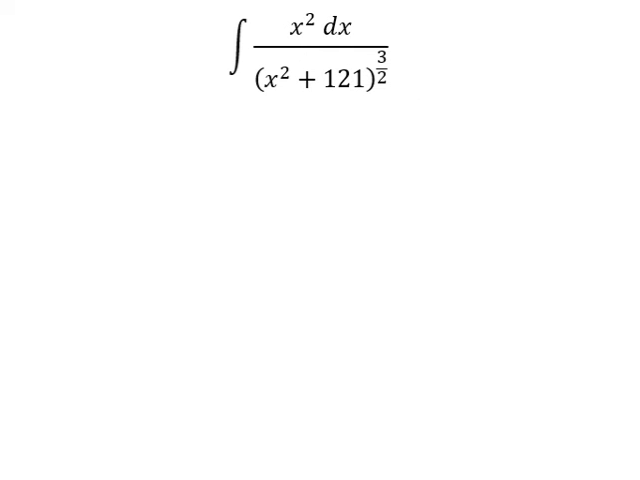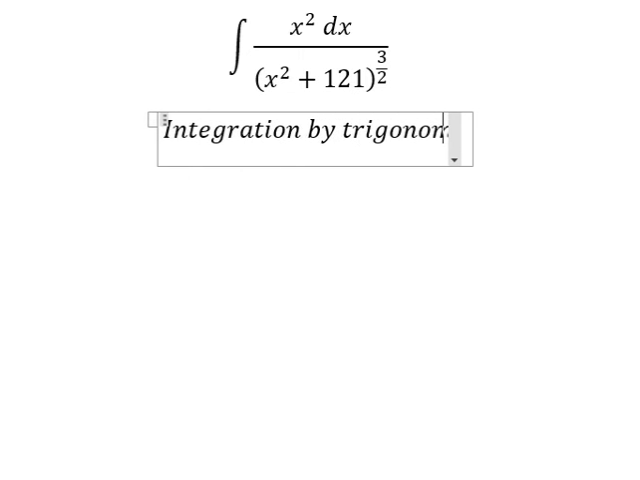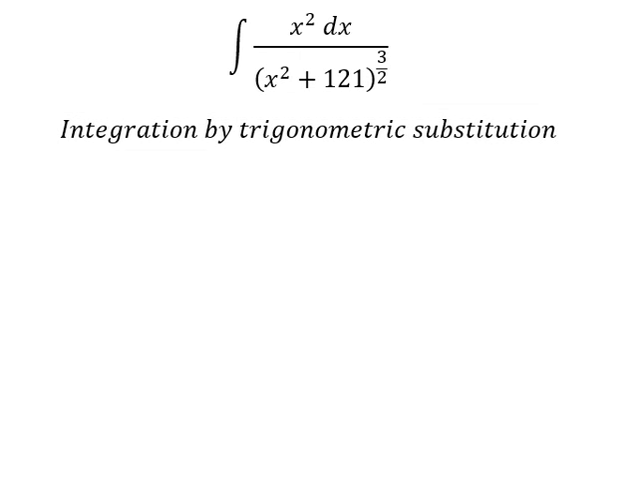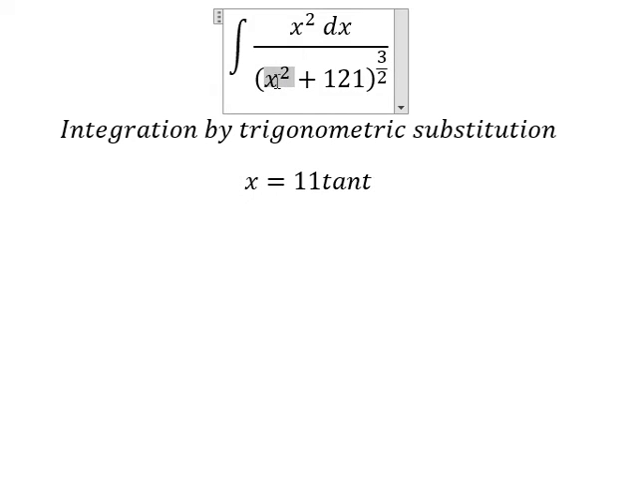We need to use integration by trigonometric substitution. So I need to put s equal to 11 tan t. Because if I put this one here, we have 121 tan t square, 121. We can do factorization.